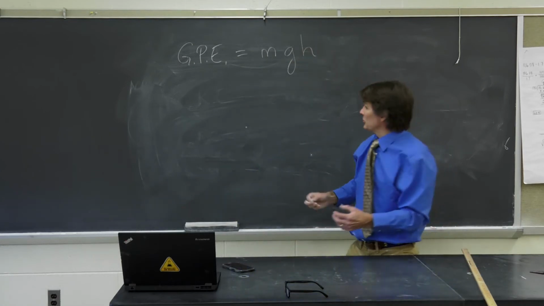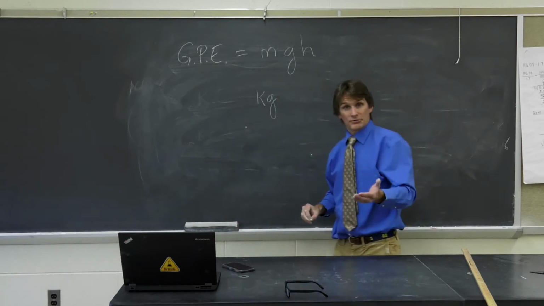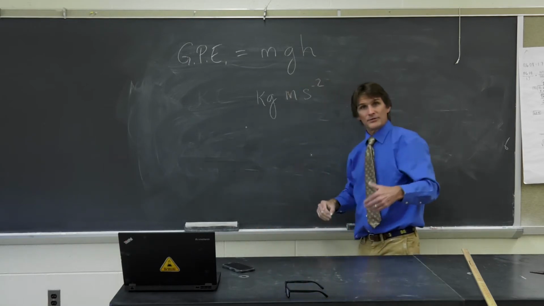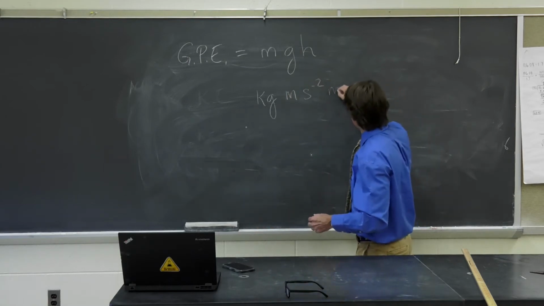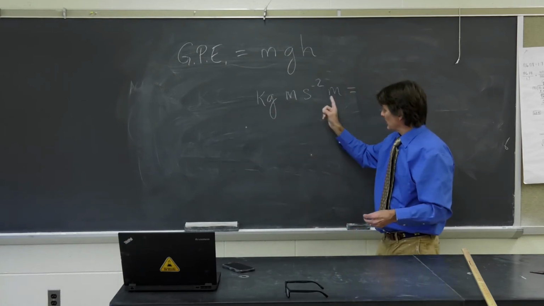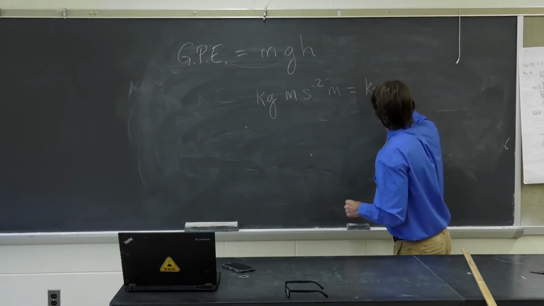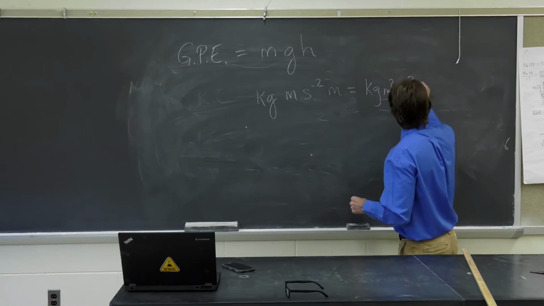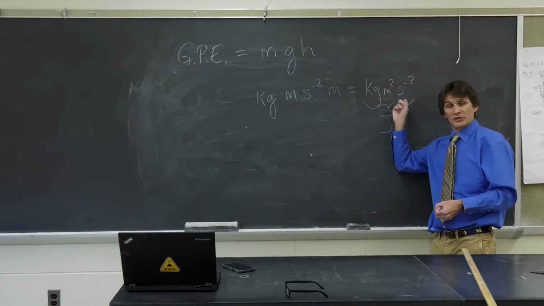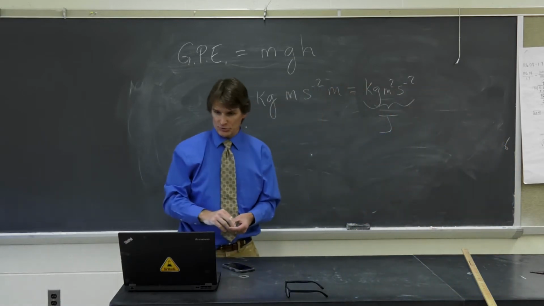Once again, if we look at the units of this, mass is measured in kilograms. Acceleration due to gravity is meters per second squared. And of course, heights are measured in meters. And if we look at this, it has the units of kilograms times meter squared divided by second squared. It's an energy. Kilogram meter squared per second squared. And we remember that 1 kilogram meter squared per second squared is the same thing as a joule. It's identical to a joule.